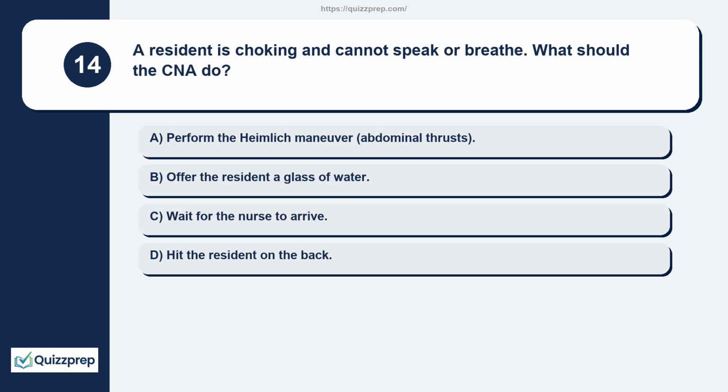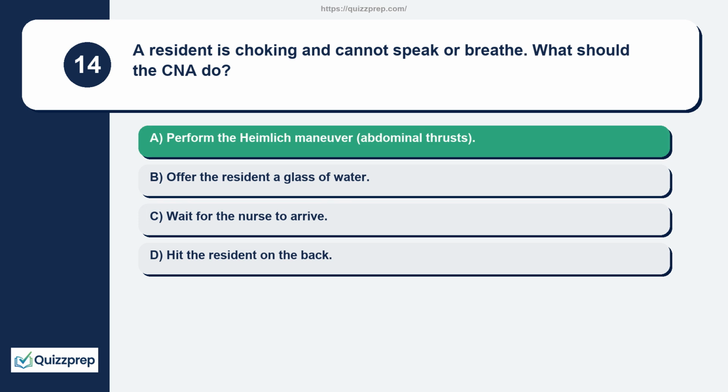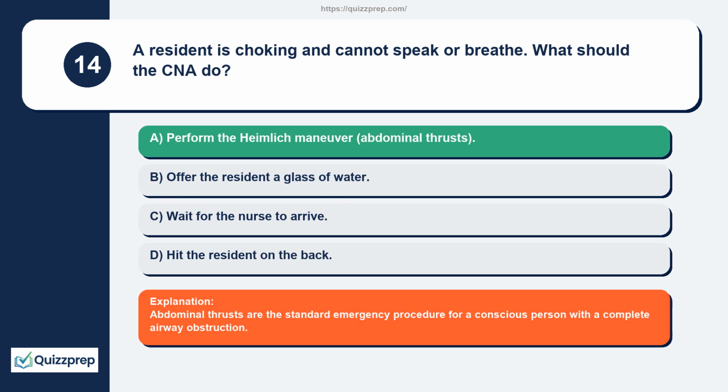Question 14. A resident is choking and cannot speak or breathe. What should the CNA do? Perform the Heimlich maneuver, abdominal thrusts. Offer the resident a glass of water. Wait for the nurse to arrive. Hit the resident on the back. Abdominal thrusts are the standard emergency procedure for a conscious person with a complete airway obstruction.